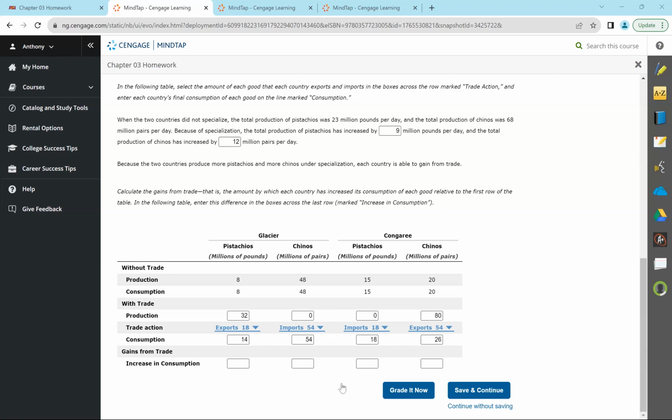Okay. So that number less that number is 6. So it's 14 minus 8 gets you to 6. 54 minus 4 gets you to 6. 18 minus 15 is 3. 26 minus 20 is 6. That looked good. Okay. Let me check one more to see if this looks right. 32 and 80. Okay. Import, export, export, import. This is reversed. Okay, 15, 20, 6, 6.